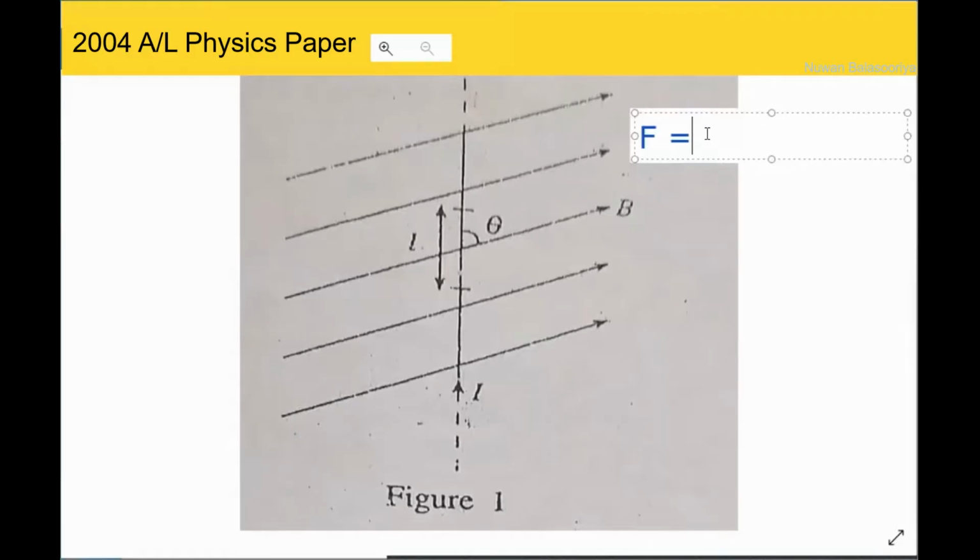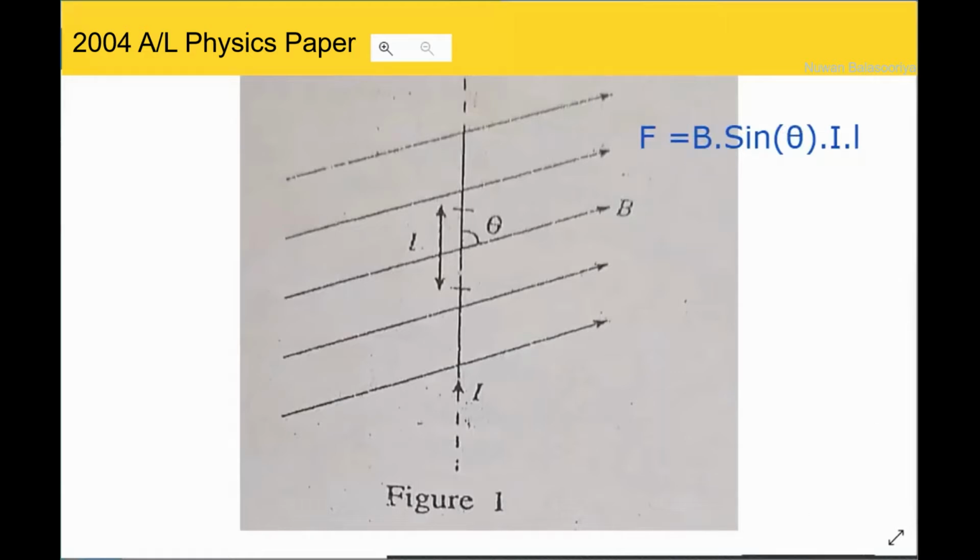So here we should consider the perpendicular component of the magnetic field, right? So the perpendicular component is B sine theta. So it should be B sine theta times current I, length small l. That's what they have given, right? We should consider the perpendicular component of the magnetic field. B sine theta is the perpendicular one.